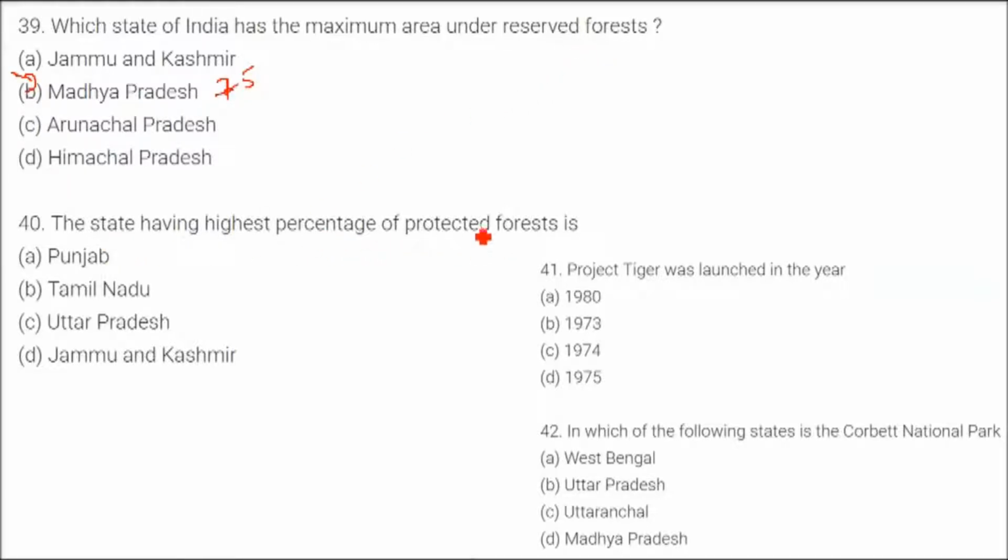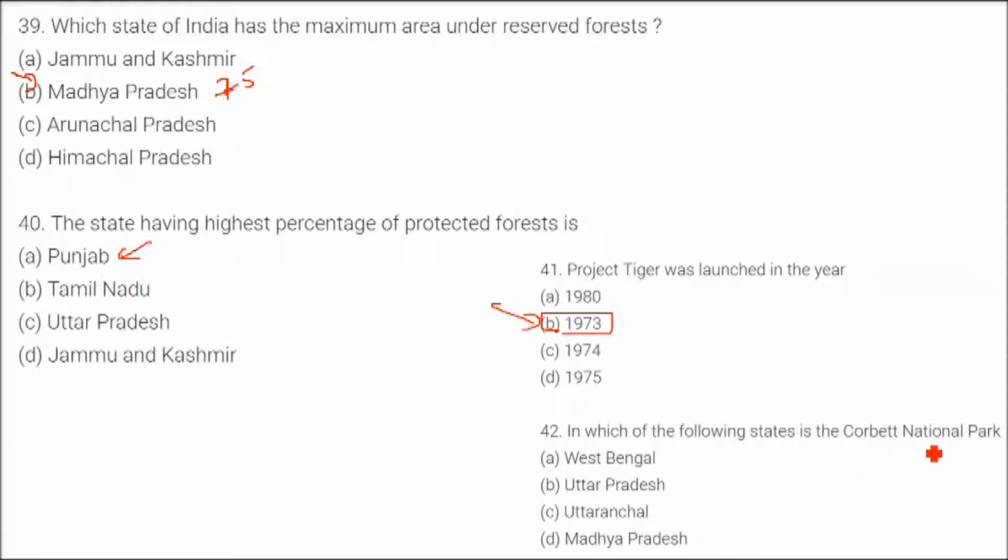The state having highest percentage of protected forests is Punjab. Then the Project Tiger was launched in the year 1973. 1973 is the answer.